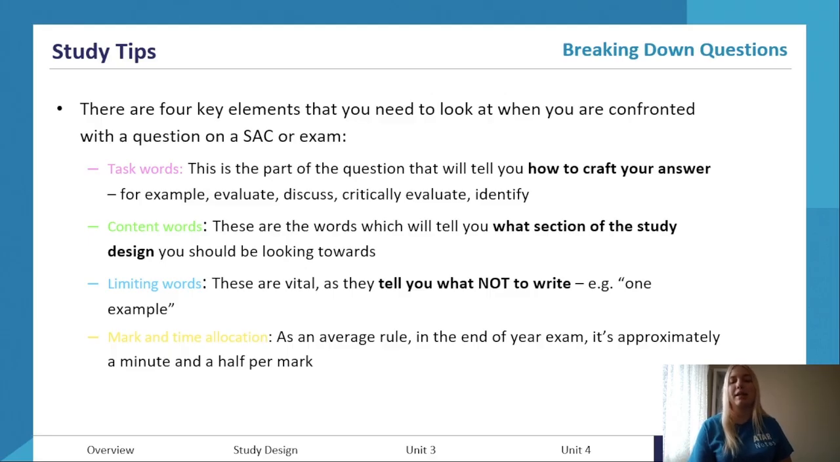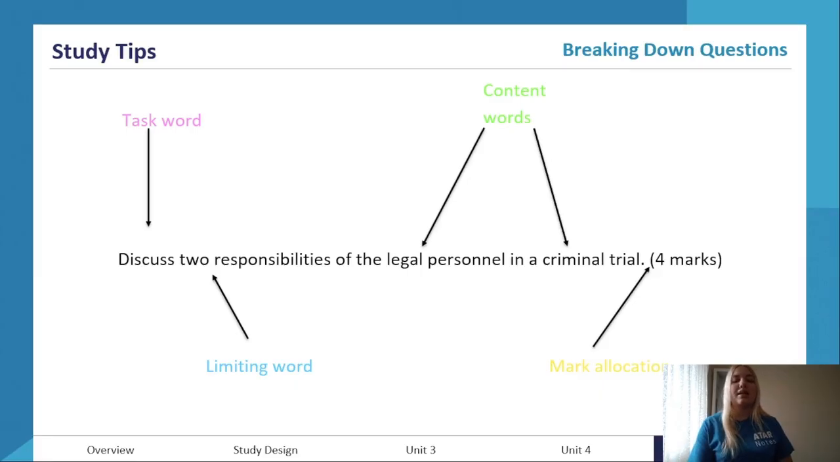And then also mark and time allocation. So in the end of year, you approximately get 1.5 minutes per mark. So use that timing when you do practice exams. We see an example here. Discuss two responsibilities of the legal personnel in a criminal trial for 4 marks. Okay, so I have 6 minutes for this question. I need to discuss, provide advantages and disadvantages, only two responsibilities, so I make sure I only have two mini paragraphs, one for each responsibility, and I just need to plan and make sure that the roles of legal personnel I chose, I have enough to write about, so I don't have to go into a third example that I won't even get marked for.